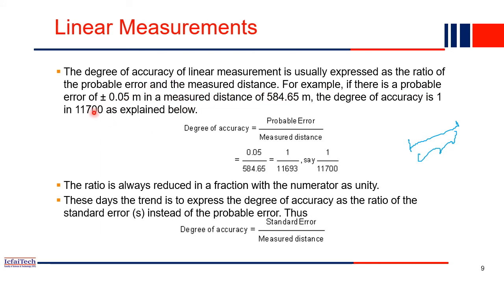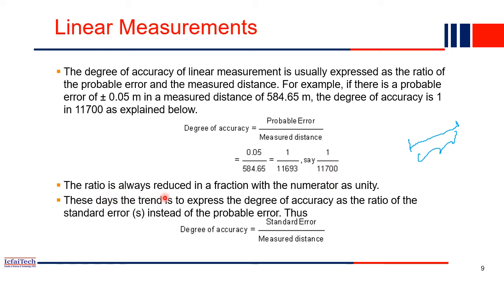For example, if there is a probable error of plus or minus 0.05 meters and the distance we have measured is 584.65 meters, the degree of accuracy is 0.05 divided by the total length measured. Do the division and you get this value, or rounded up, 1 in 11,700. So that is the degree of accuracy. It means that if you measure 11,700 meters, there is a possibility of 1 meter of error in the measurement. That's how we compute it.